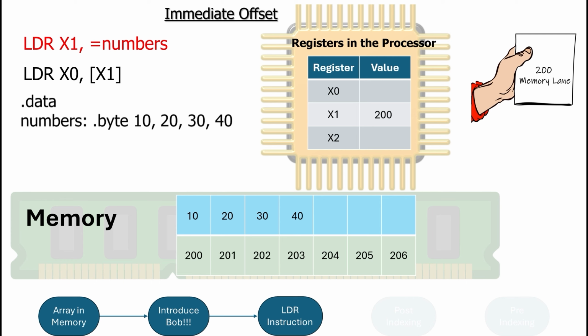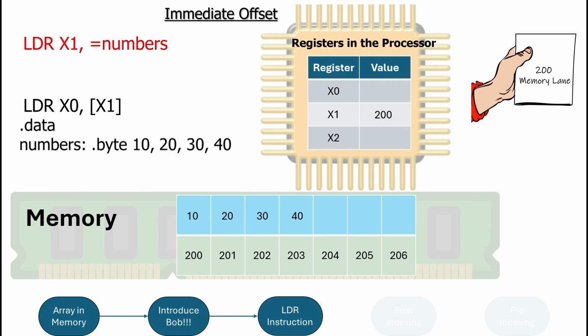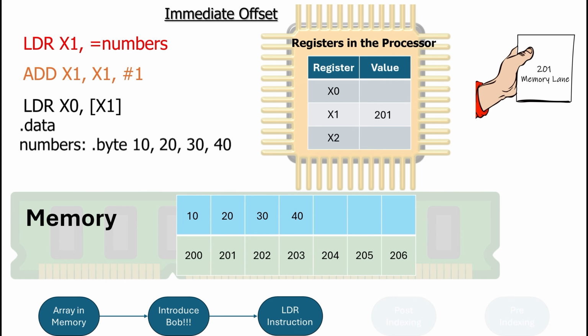Now we need to make it point to the next value, which is 20. And lucky for us, 20 is right next door. Its address is 201. How do we convert 200 to 201? Easy, just add 1 to it. Just like Bob updated the address on his paper, we update our register by incrementing its value by 1. Now X1 points to 201.